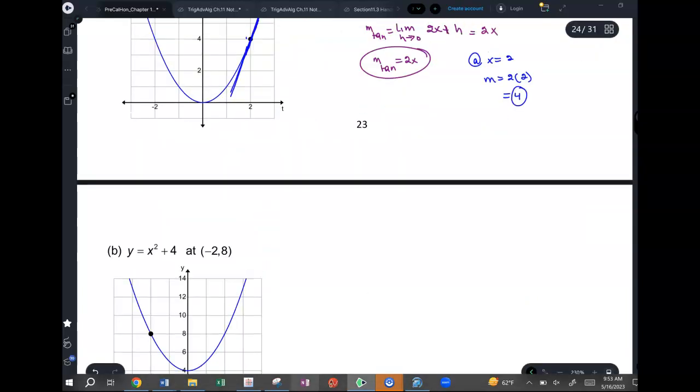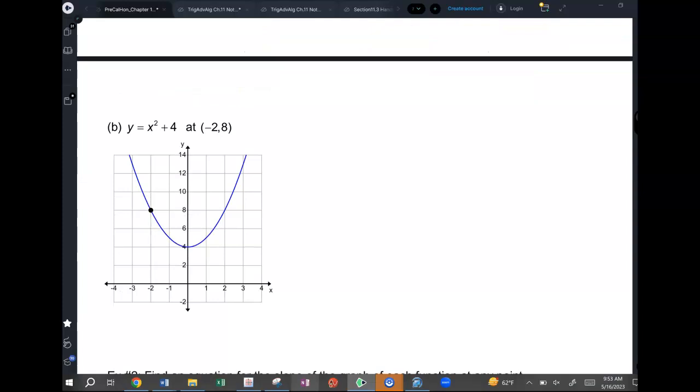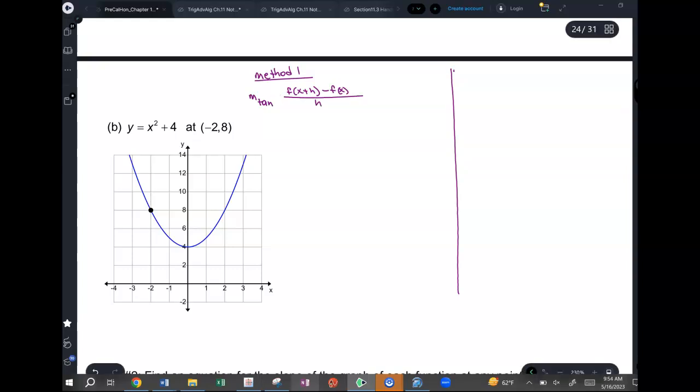All right, we're going to do another one, and I'm going to show you 2 ways to do this one. Okay, let's see if we can do it all in one shot here. So I'm going to split this and do 2 methods. So here we go, method 1. And you can do it whichever way you like in the future. Okay, so the slope of the tangent line is f of x plus h minus f of x over h. Isn't it the limit? Oh yeah, sorry, it's the limit.